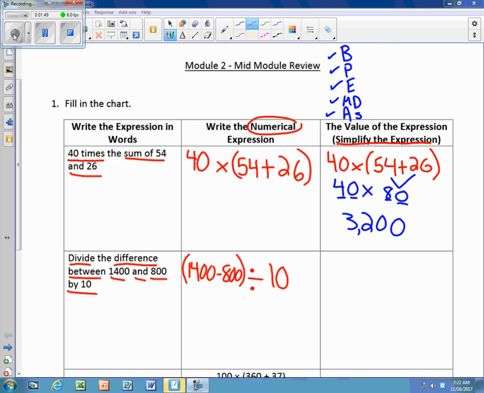We can't put the 10 first. There is no commutative property here. So first we have to find the difference, and then we're going to divide it by 10. And we're going to move over to the side here and use our order of operations to solve this, or I should say simplify this.